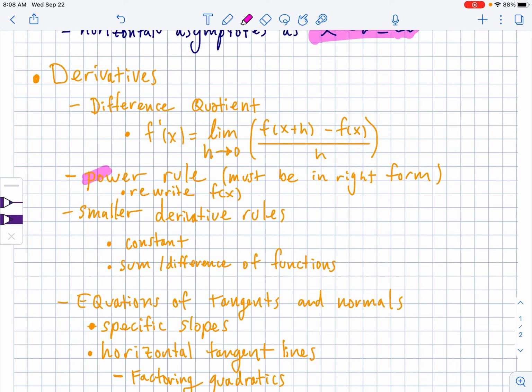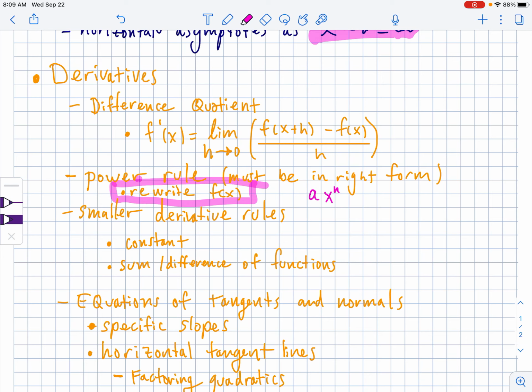Then we quickly shifted gears and learned about the power rule. Remember that the power rule is very simple and fun if you have it in the right form. But sometimes it's not in the right form. Sometimes there's like an x in the denominator or something, and that's where you have to do a quick rewrite to be able to do the power rule. Remember, it has to be in the form of ax to the n.